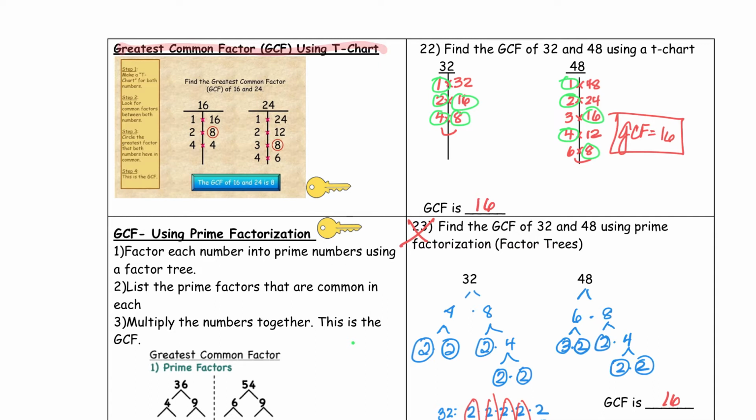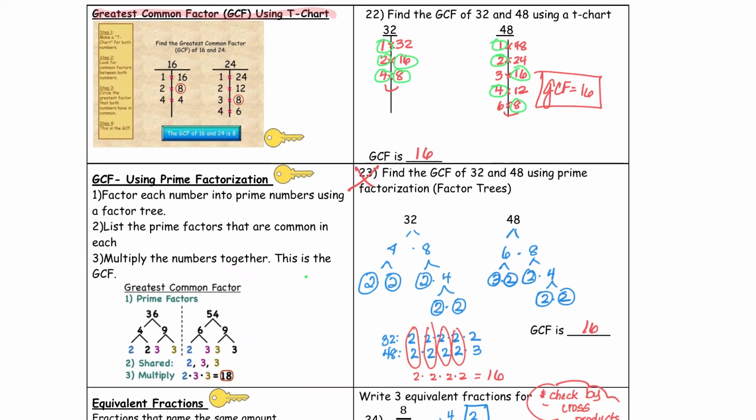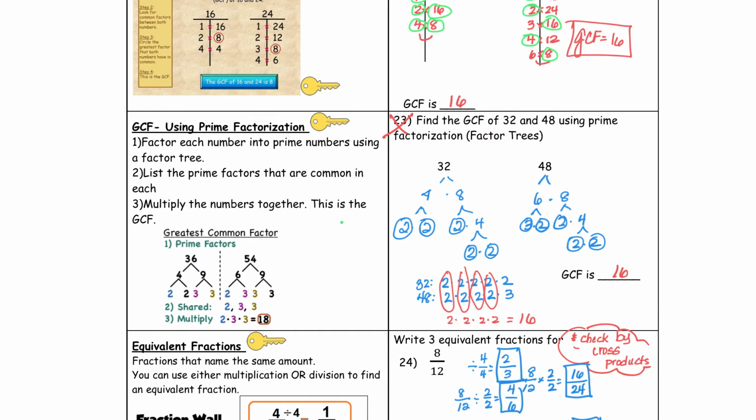So greatest common factor using the T-charts for number 22, the answer was 16. For number 23, it was in the video. You didn't have to worry about that, but if you did decide to do it, it's the same answer as the previous question. The GCF is 16. You are not responsible for using prime factorization to find the GCF. However, you are responsible for finding the prime factorization of one number.